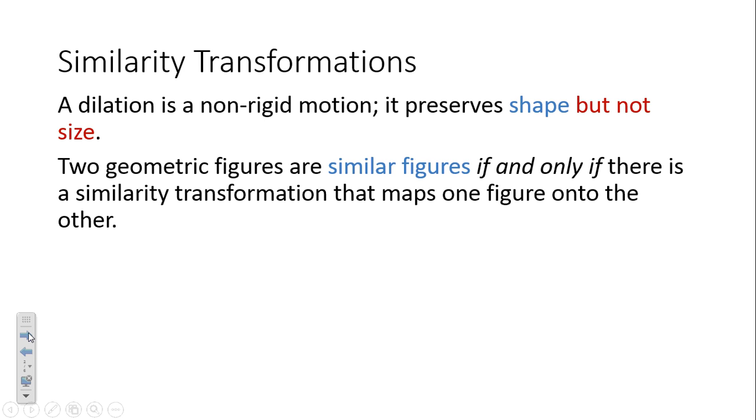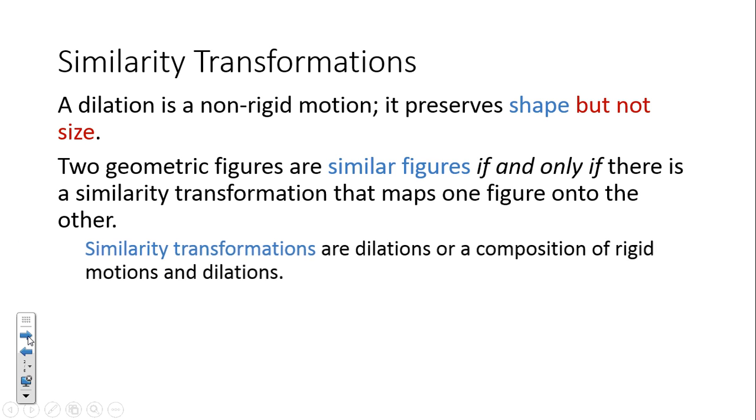Have your note sheet from yesterday? So a similarity transformation is a composition of rigid motions and dilations. Combine some rigid motions and some dilations, and you've got a similarity transformation.